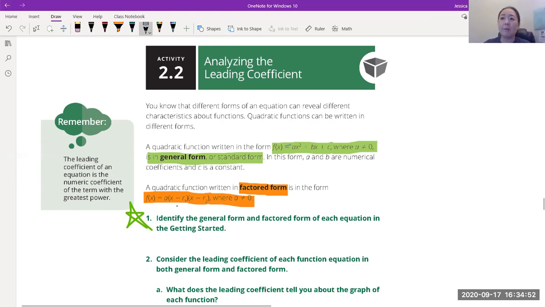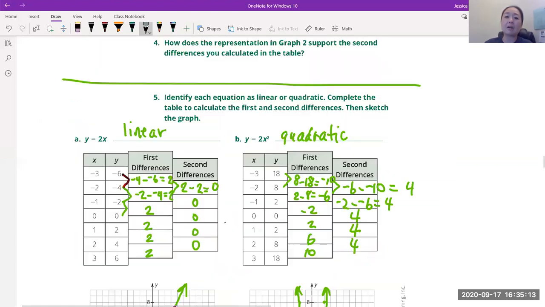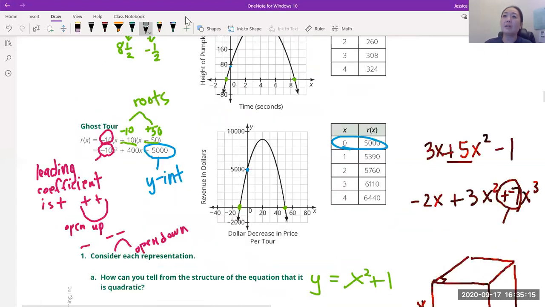Okay. So there is a different way to find that. I will show you that, not today, but in the future, I'll show you how to do that algebraically, because it'll get a little more complicated. So anyways, you're going to go back and identify the general form and factored form of each equation in the getting started. I'm going to actually have to scroll back. Sorry, you can close your eyes if you want to.